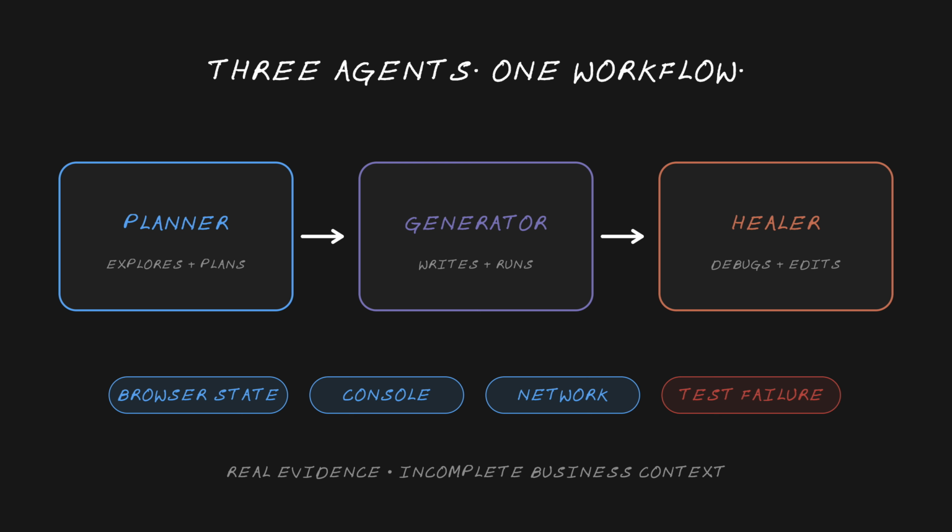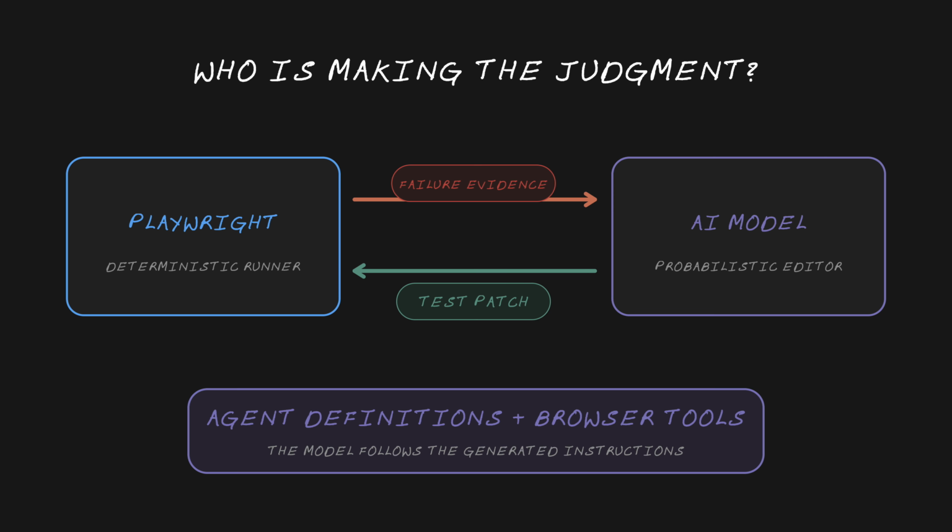This is not a chatbot staring at a screenshot and inventing a selector. The agents can work with browser snapshots, console output, network activity, and actual test runs. So yes, there is real engineering value here. Unfortunately, real access also means real ways to be confidently wrong. One distinction matters here. Playwright's test runner is still deterministic, same test, same rules. The judgment comes from the AI model following Playwright's generated agent instructions.